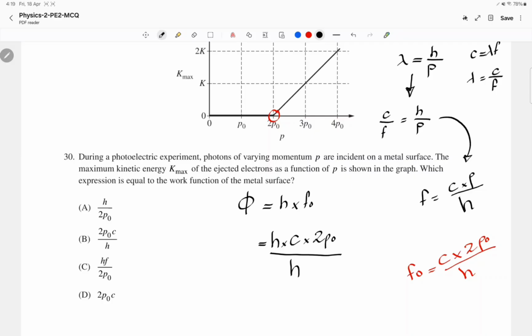So, do we see our answer in there? We do if we cancel the h's, right? So c times 2p0.